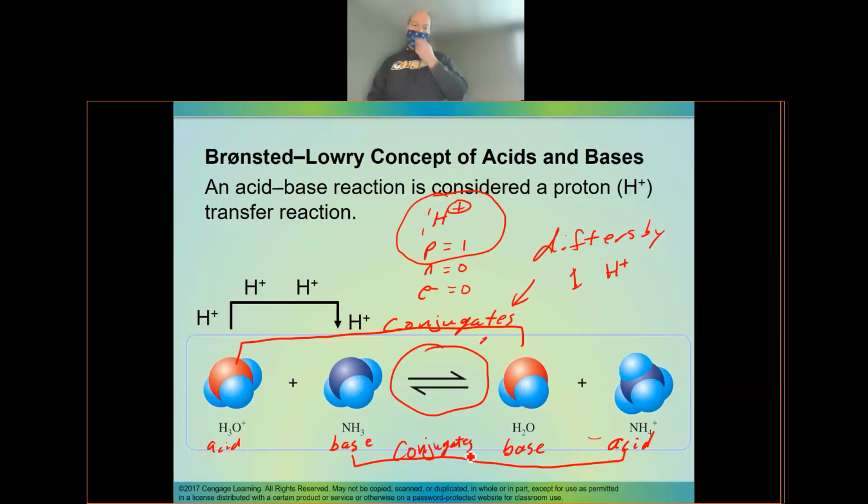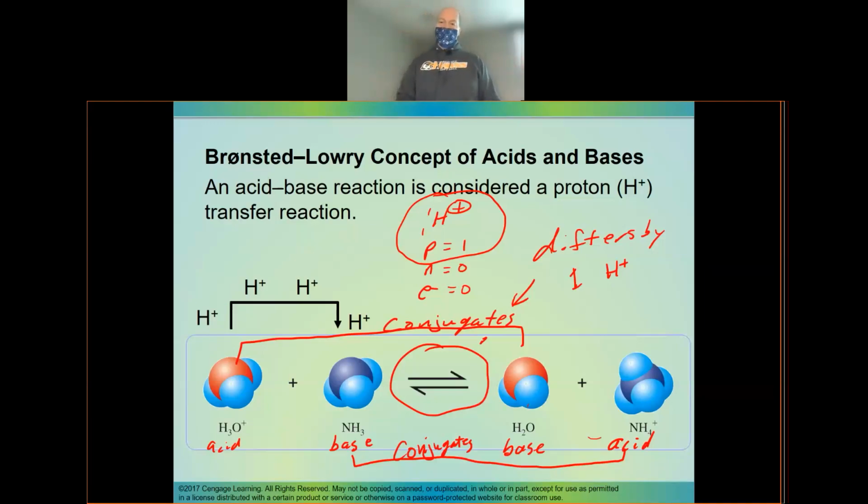They differ by an H plus. So H3O plus, H2O, that differs by an H plus. NH3, NH4 plus, that differs by an H plus. And so they are conjugate acid-base pairs. The acid is always the one with one more H. So H3O plus has one more H than H2O. The one with the more H's is the acid. The one with one fewer H is the base.